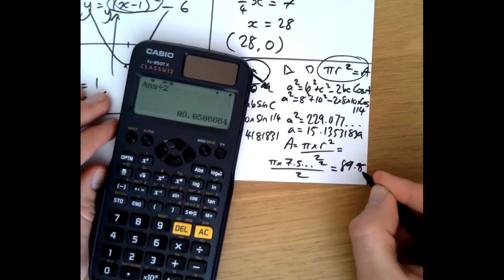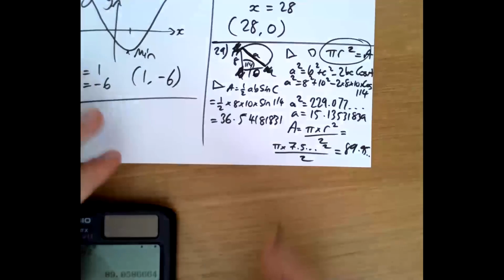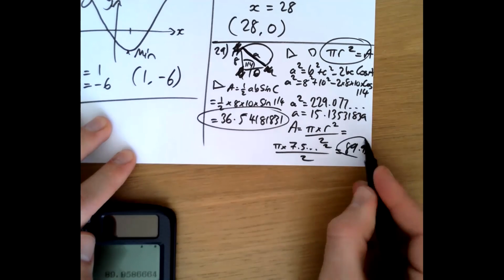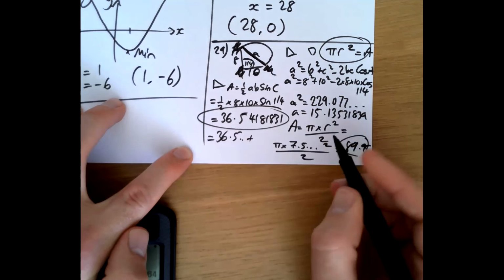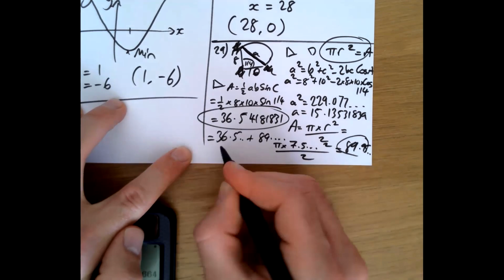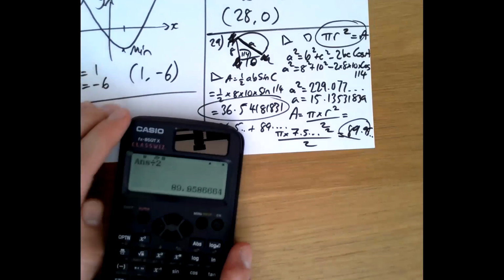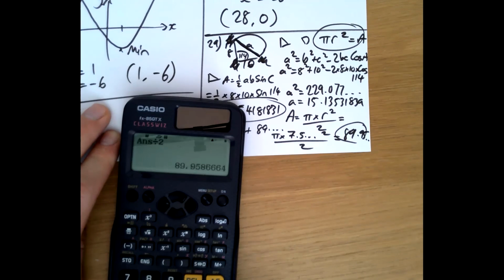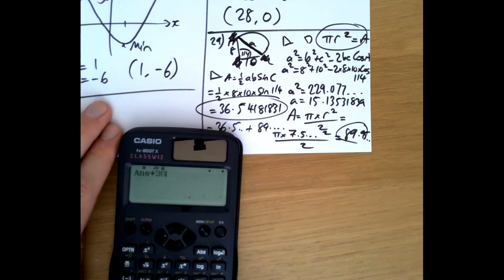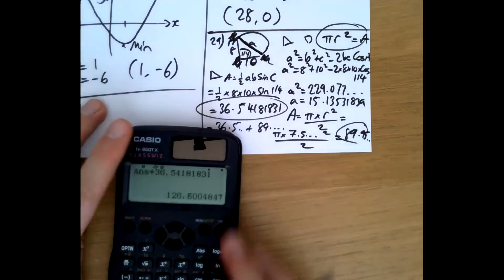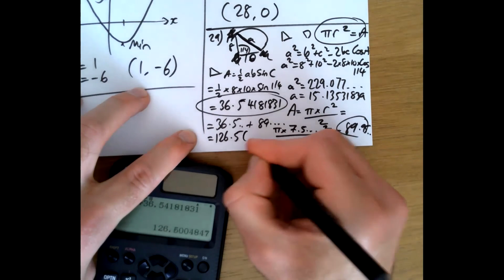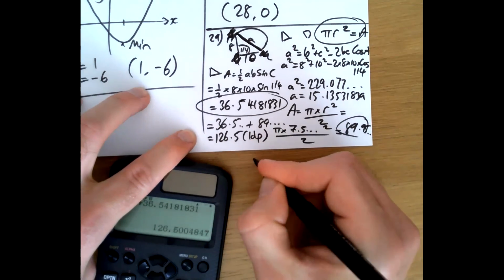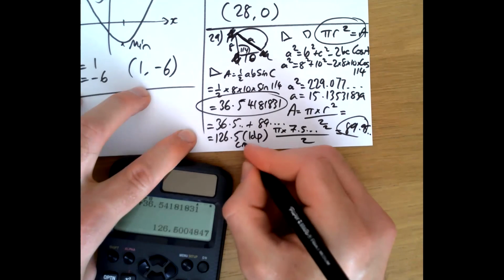I'm running out of room, so I've got this, add my other answer, so I'm going to do 36.5 add 89 point whatever it is, and so that plus 36.541818131, and you get 126.5 to 1 decimal place, and the units are centimeters squared.